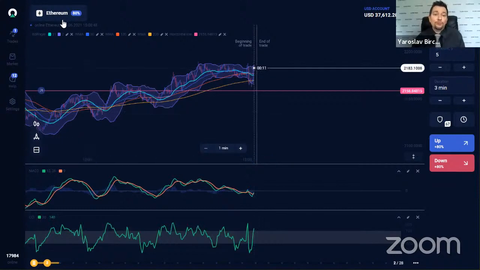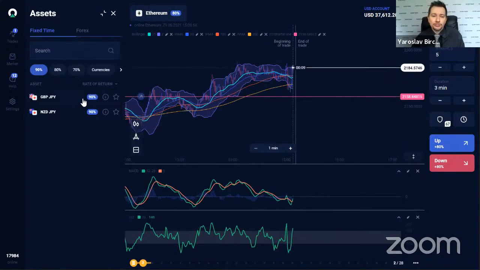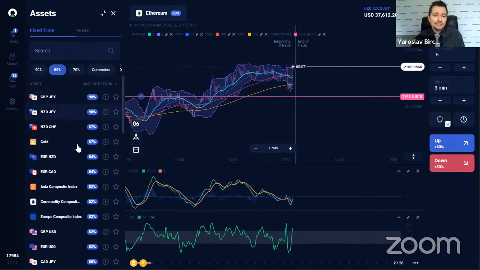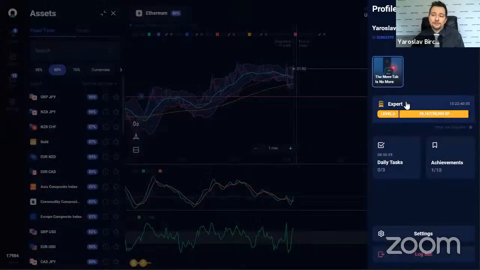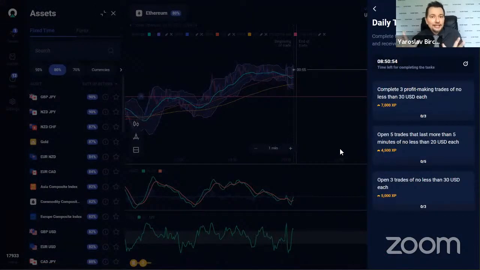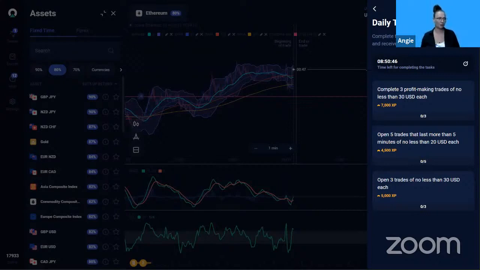In fact, that's the reason why I have such a high rate of return. As you guys can see, I have certain assets that are 87, 84, 82. This may be a lot more than what you guys are getting. And the reason is because right here, my status is expert. So I have an expert status. And also, I'm going to teach you guys some sneaky ways to keep that status or maybe earn it without actually spending any money. That's really, really cool.